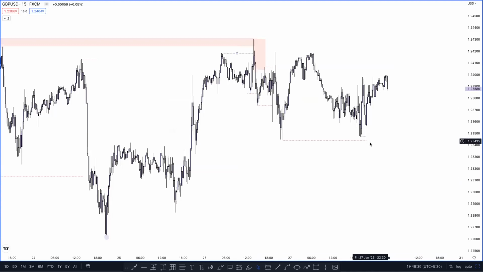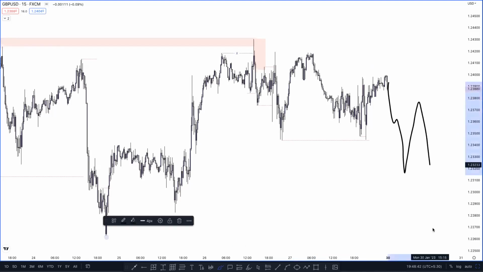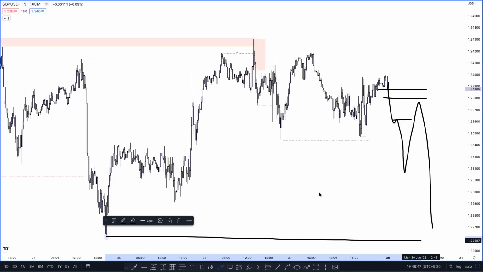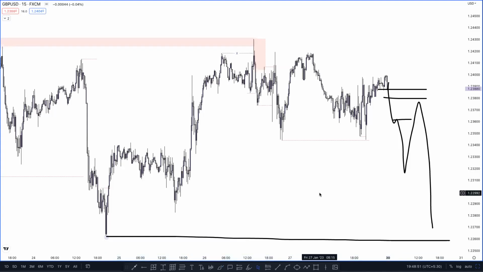This is not a structure broke here, so you have to wait for it to completely break the structure, and then you can expect our next move like this. Again, taken out the inducement, mitigate here, and then push downside, and target is the previous 15-minute low.